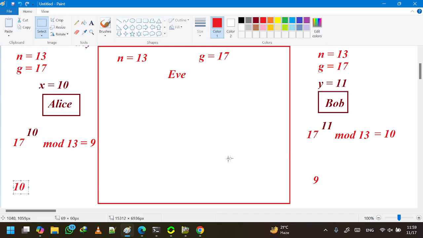we have to assume that these two values are already known by the hacker. So 9 and 10 were already known, and they already know that we have performed this kind of operation. So this 10 was generated by using this kind of operation, but evil Eve, she doesn't know.